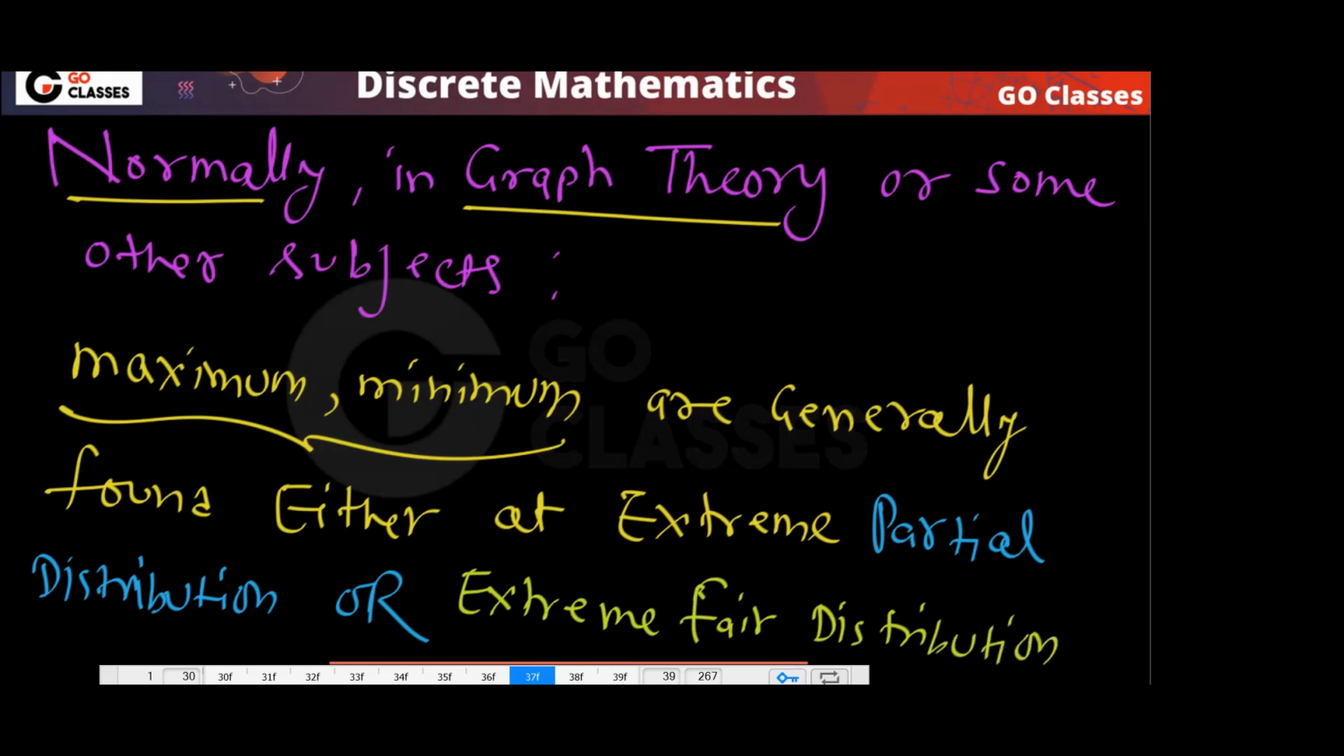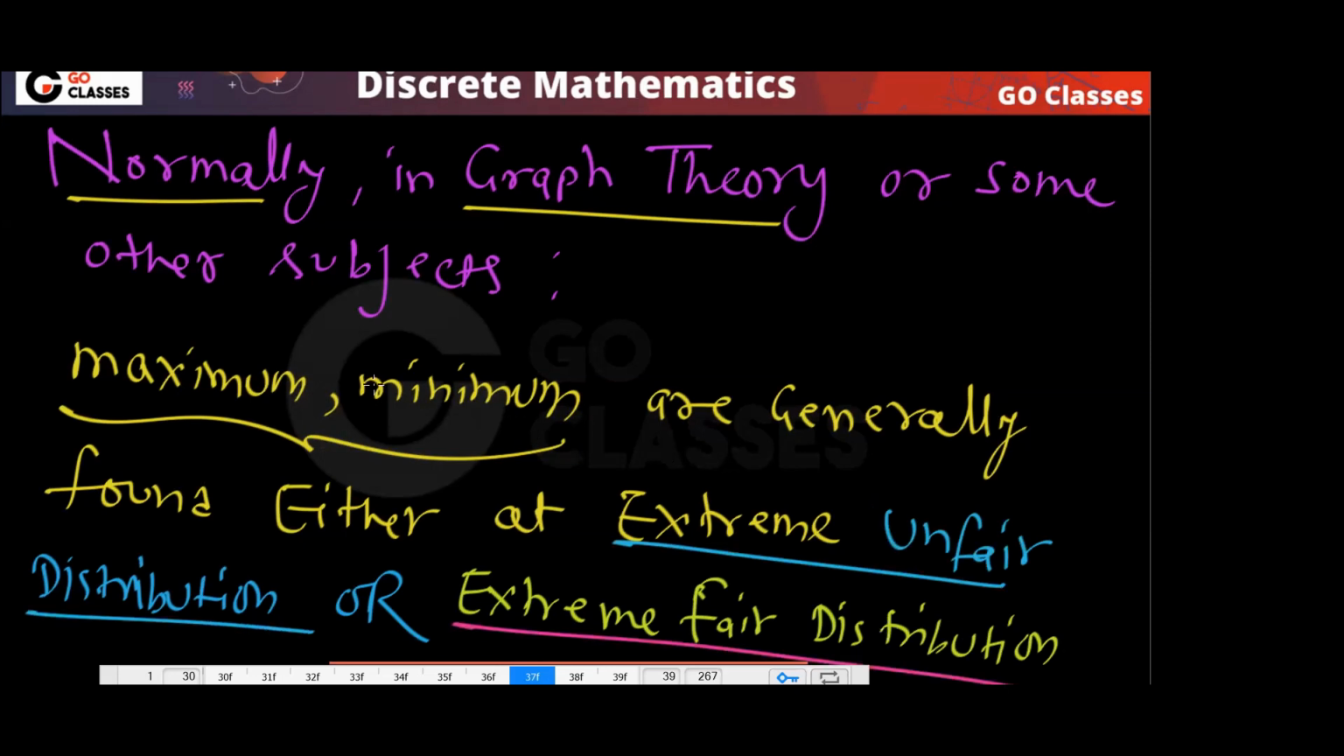So what I'm saying is, either you do extreme unfair distribution or you do extreme fair distribution. This is a simple thing. This will happen, you can check it out. Like in mathematics also, many times this will happen. I am not saying this will always happen.